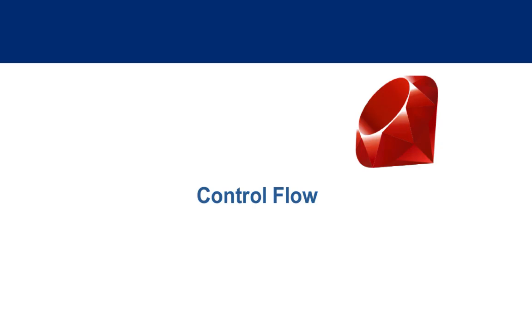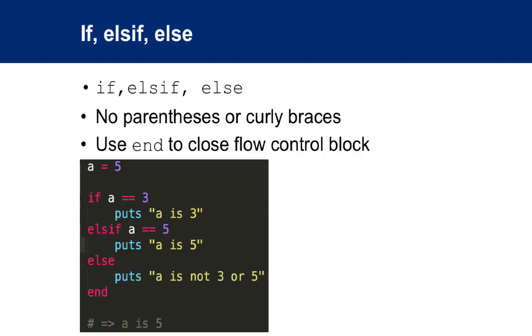So let's talk about the flow of control in Ruby. Like many other programming languages, Ruby has the if and the else constructs. It also adds the elsif construct, which is a short version of else if. There are no parentheses or curly braces used in the flow control blocks, and you use end to close the flow control block. So for example, you have a variable a, which is 5.